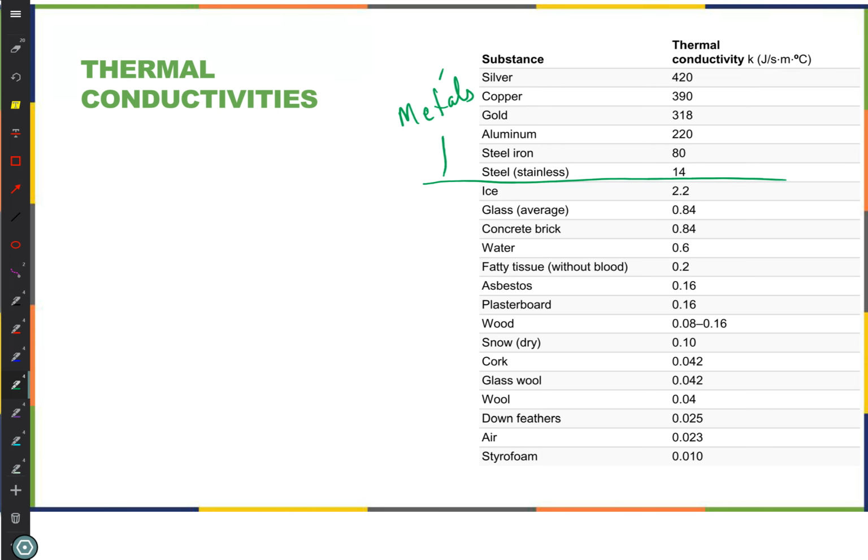So metals are good conductors, and you can see here silver's a really good conductor of heat. Copper is much more common, and it's a very good conductor of heat.